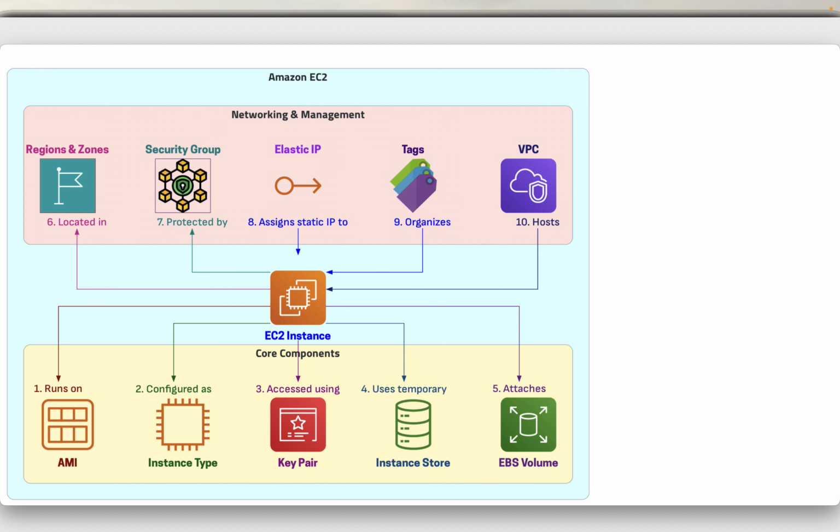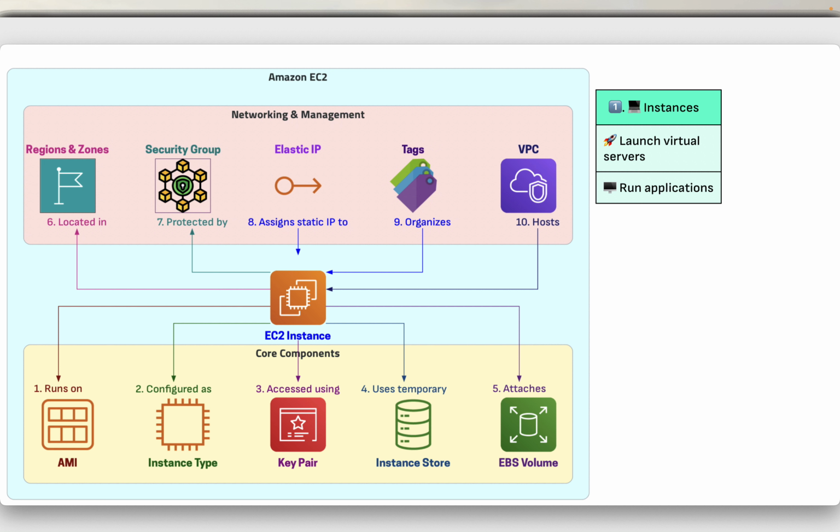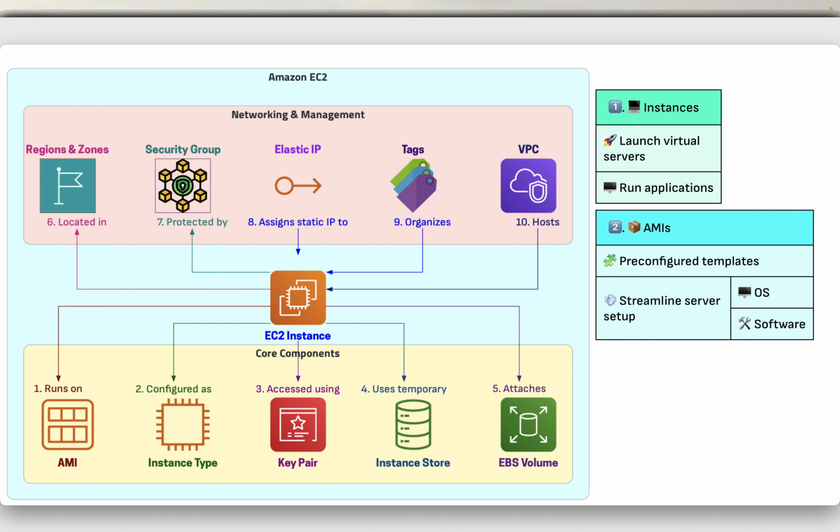So EC2 terminology. First one, instances. Amazon EC2 allows the launch of virtual machines or virtual servers to run applications, and these are called EC2 instances. AMIs, Amazon machine images. They utilize pre-configured templates for instances, streamlining server setup with necessary components like operating system and software. So as the name suggests, machine images. So basically these are images. If you have worked with VMware or something, you will know operating system images or snapshots or Docker images. So think of them as the same. So you launch instances out of AMIs.